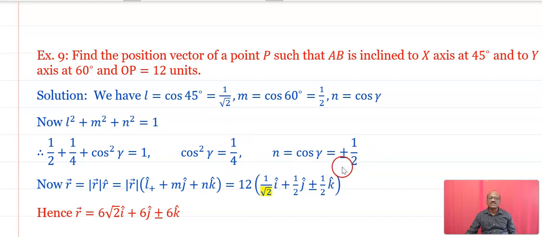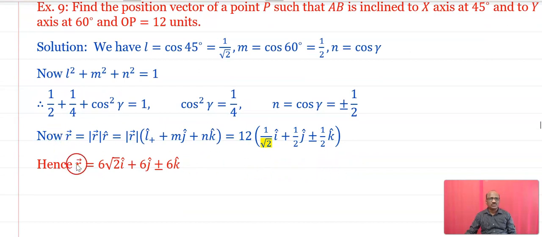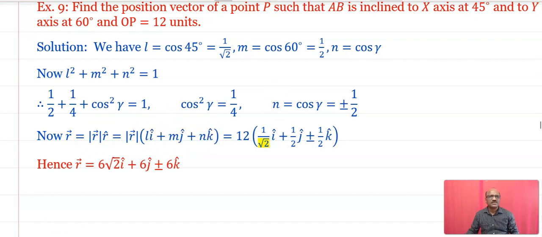Take the square root on both sides. What is cos gamma? Cos gamma is equal to plus or minus 1 upon 2. Now the vector r bar is equal to mod of r bar into r cap, that is mod of r bar into (l i cap plus m j cap plus n k cap). Again I will repeat here. First of all, see this: r bar is equal to mod of r bar into r cap. What is its magnitude? Its magnitude is 12, which is given, into (l i cap plus m j cap plus n k cap).